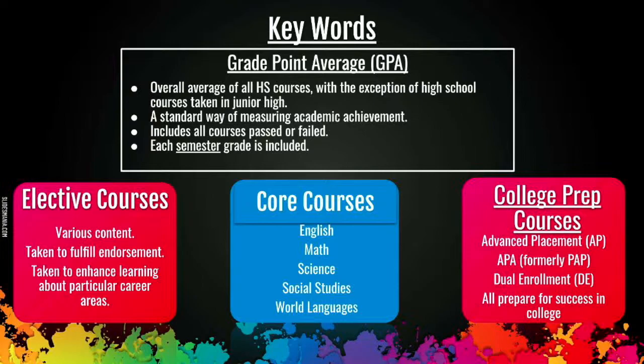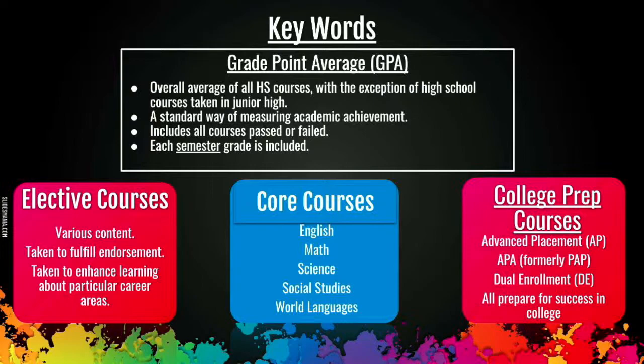So some additional words: elective courses, core courses, and college prep courses. Elective courses vary in content. They are courses that allow your students to learn about things that they're interested in or have the experience for possible career pathways that they may want to take. Your core courses are your typical English, math, science, social studies, and your foreign languages.